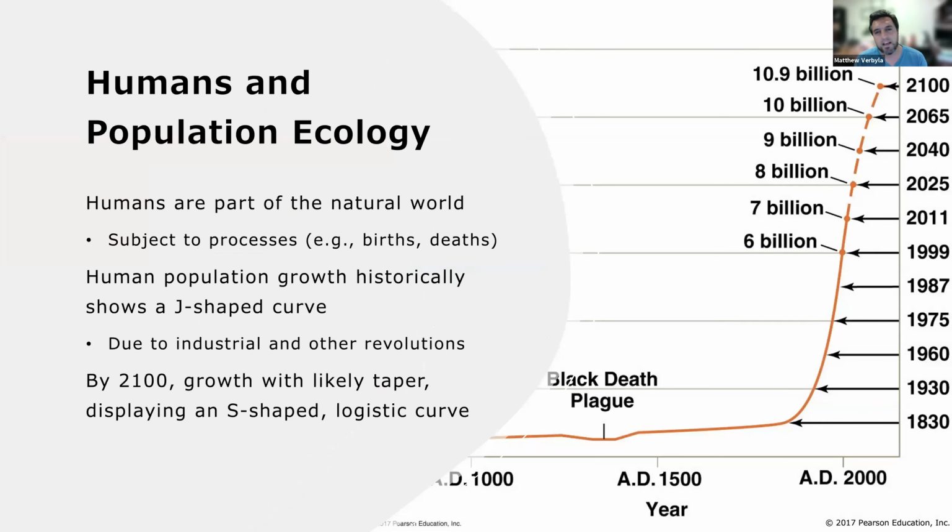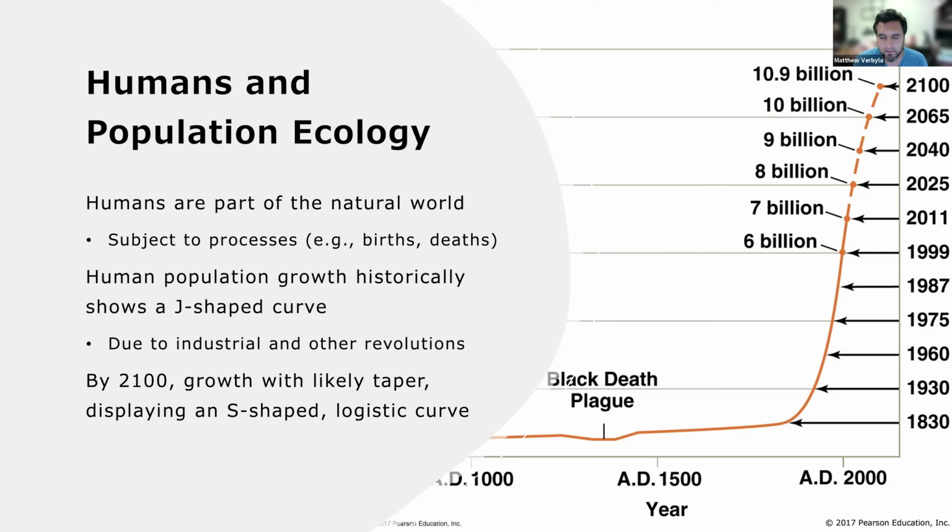So humans, as you know, we're part of the natural world. We're subject to processes like births and deaths, just like many other animals. And so the population growth curve for the human population historically has displayed what we call a J-shaped curve. So for quite a period of time, as you can see in the figure on this slide, there was very little growth in the human population.